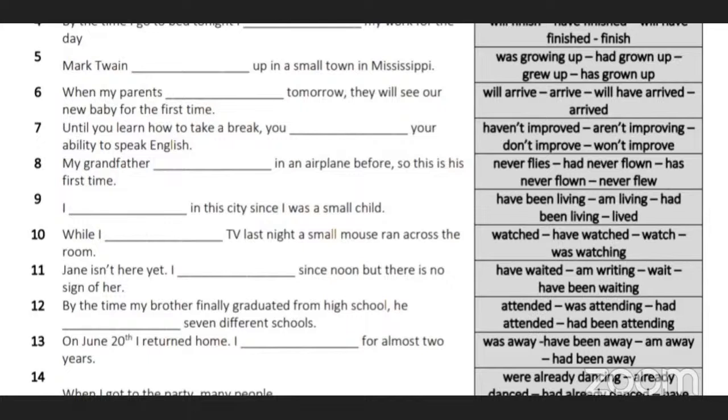The person has not left the city. The person is still in the city. So the answer is have been living. I have been living in this city since I was a small child. The person is still residing there. Okay, we move to the next one.